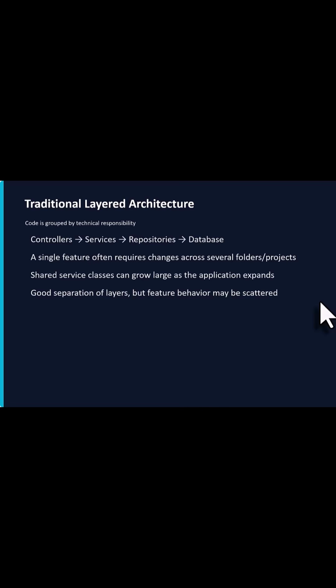So traditional layered architecture is nothing but the repository design pattern or any other three-layered architecture. If you take the repository design pattern as an example, code is grouped by technical responsibility. What it means is the code is organized into, for example, controllers, services, repositories, and database.